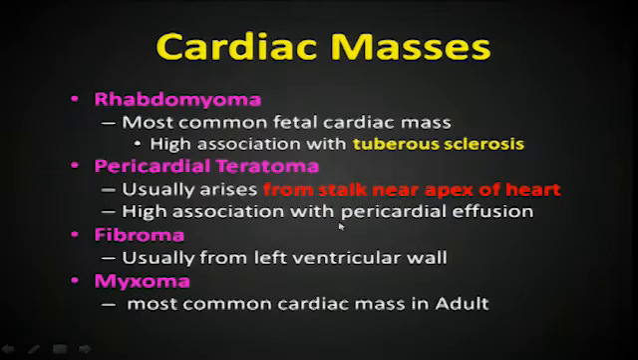Pericardial teratoma usually arises from a stalk near the apex of the heart. These we could see in all different parts of the heart, and has a high association with pericardial effusion. Fibroma is usually from the left ventricular wall. Myxoma is a more common cardiac mass in adults, so we usually don't see that in utero. But rhabdomyoma, if you see a cardiac mass, guess rhabdomyoma. 90% of the time you're going to be correct.